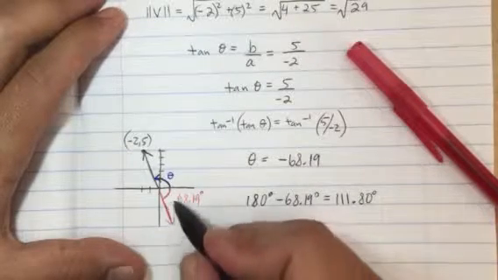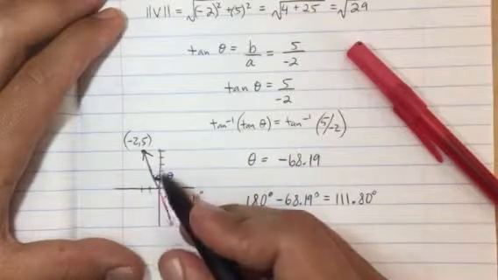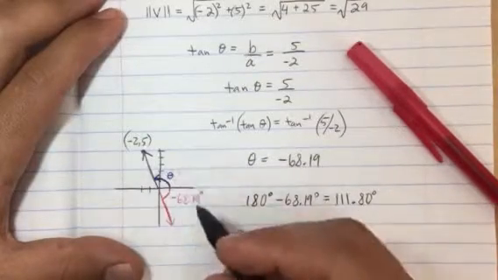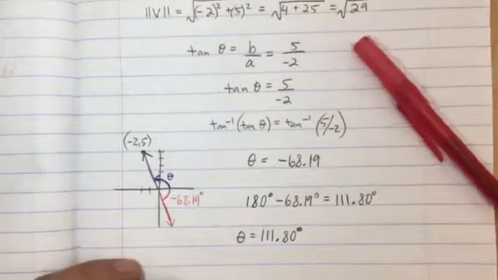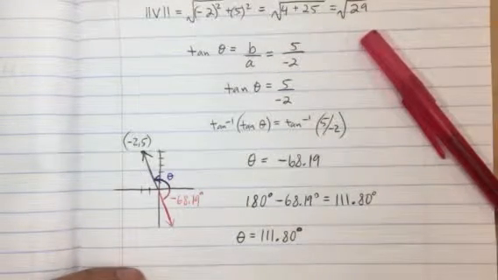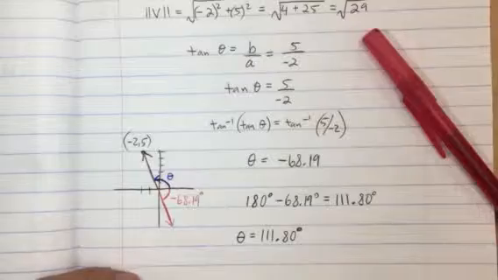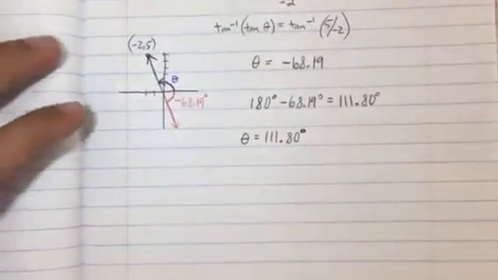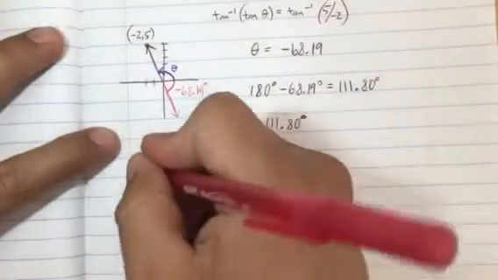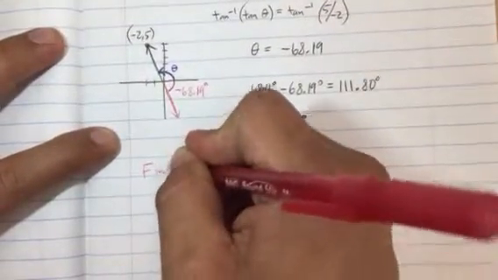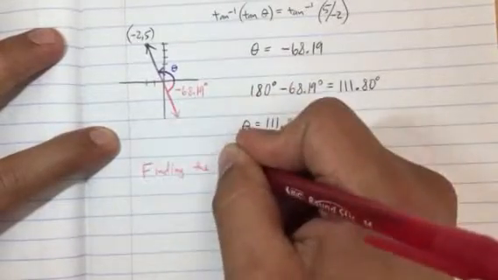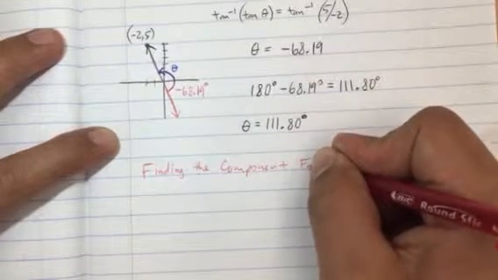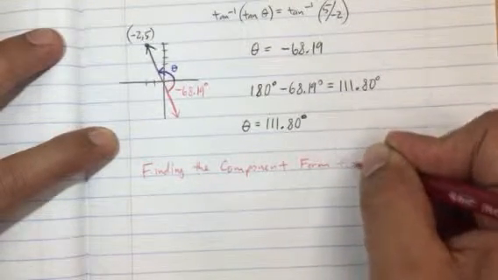So this angle tells us the direction that this vector is going, just another way of telling direction for vectors. All right, hopefully this helped. I do have one more problem to go. The last one is going to be on finding the component form of a vector.